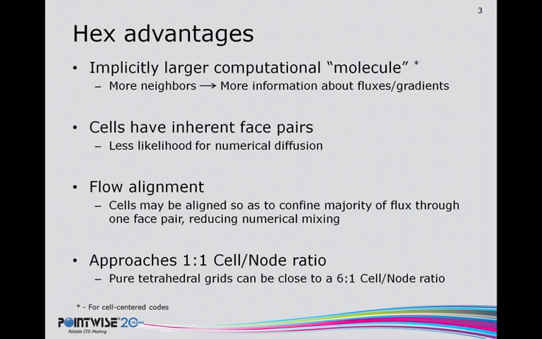So first, let's discuss hexes and what advantages they have. For cell-centered codes, which I'm going to focus on today, cell-centered codes have an implicitly larger computational molecule with hexahedral cells. That is, a hexahedral cell, it's in the name, it has 6 faces, whereas a tetrahedral cell only has 4. More faces means it has more neighbors. That means it has more information about local gradients.